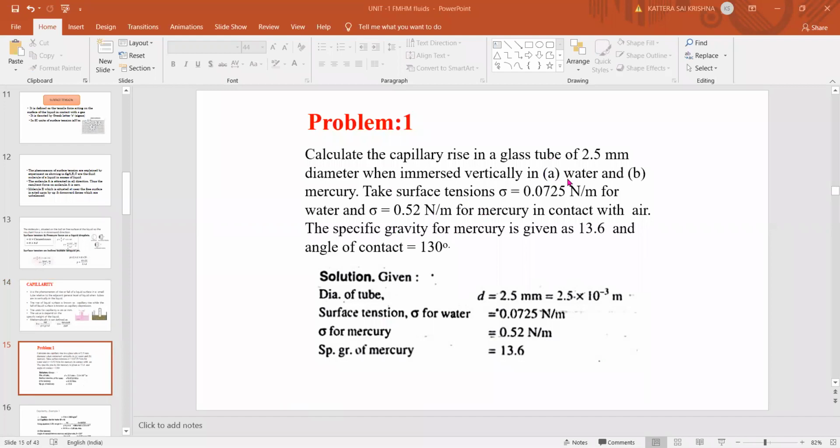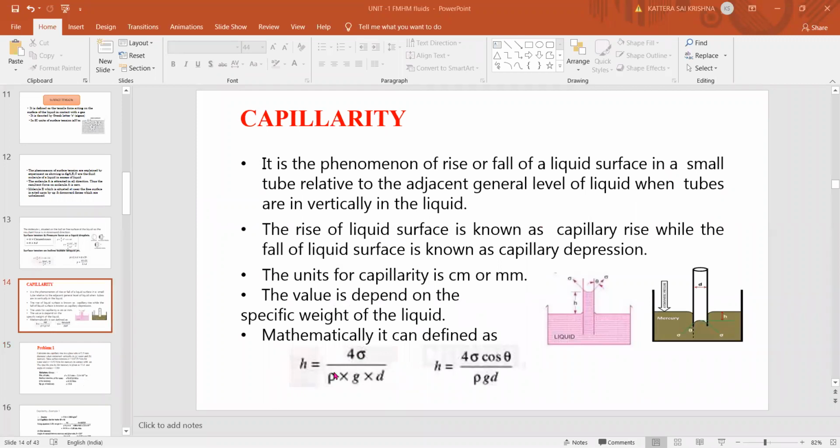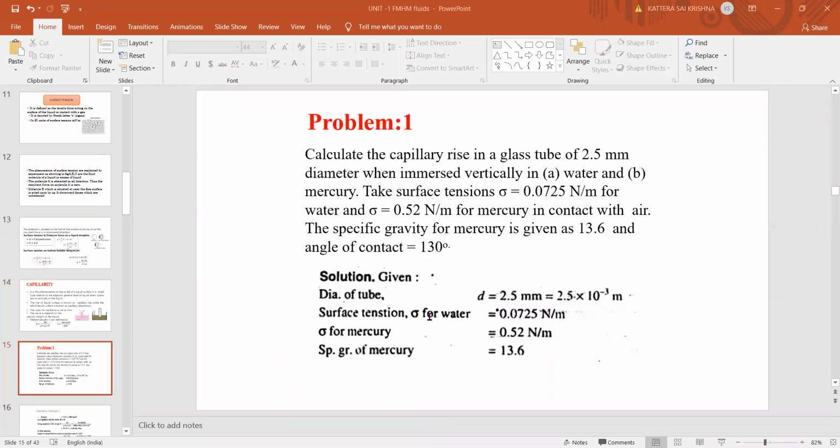in the glass tube for water. After writing the given data, you write A, capillary rise in the glass tube for water. Below that you can write H equal to 4 sigma by rho GD. This is not P, this is rho, the symbol for density. H equal to 4 sigma by rho GD.